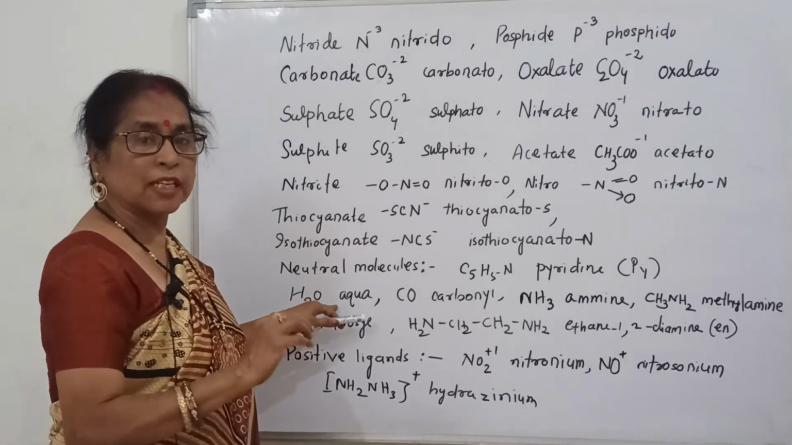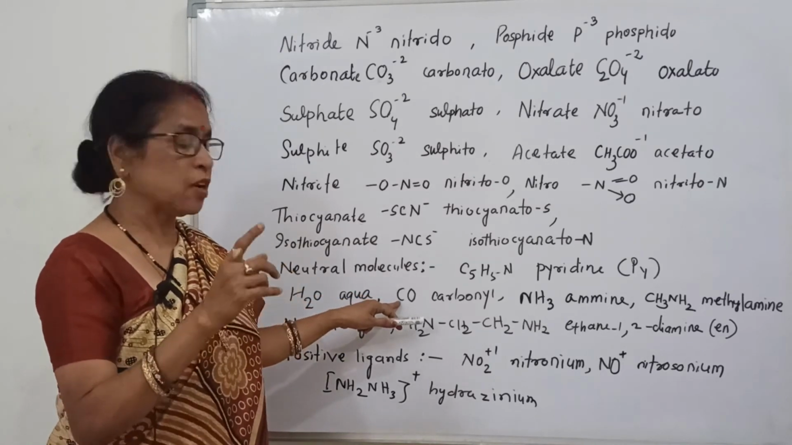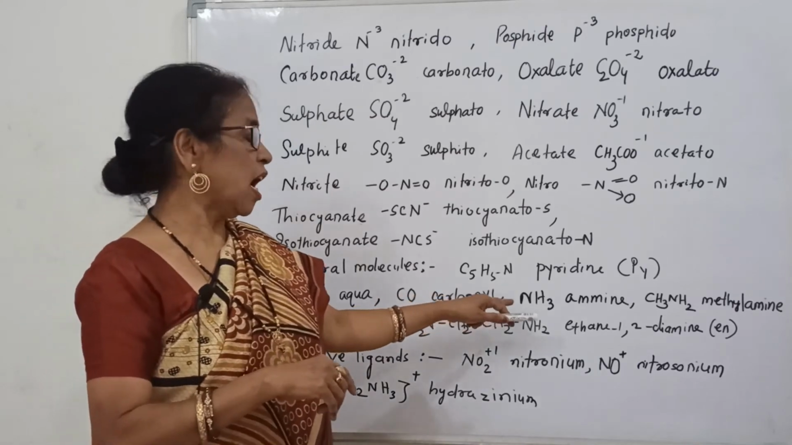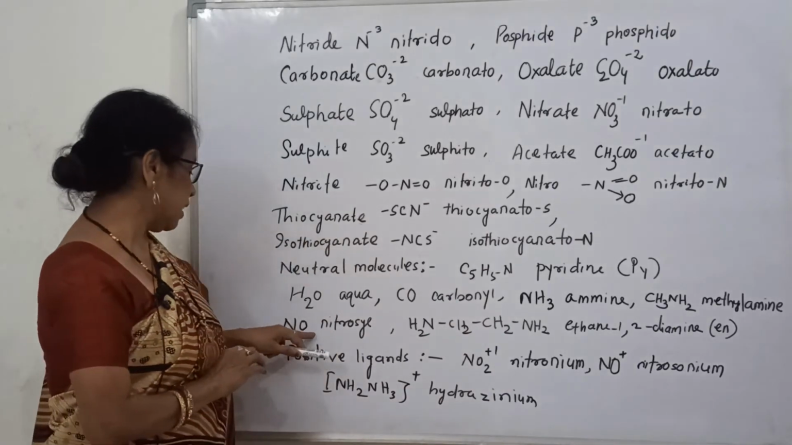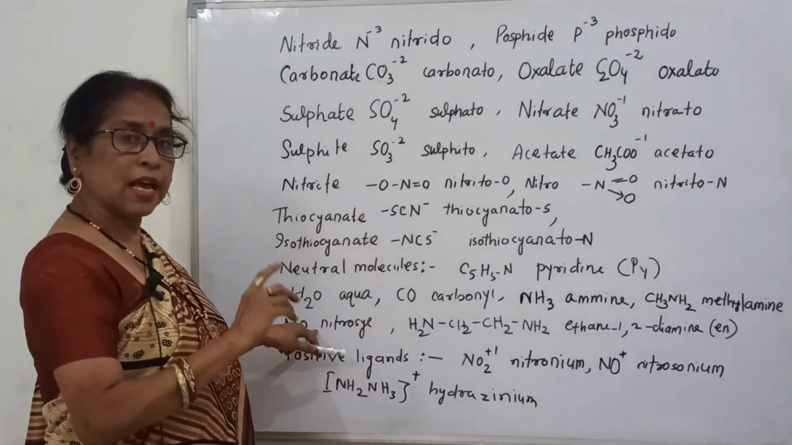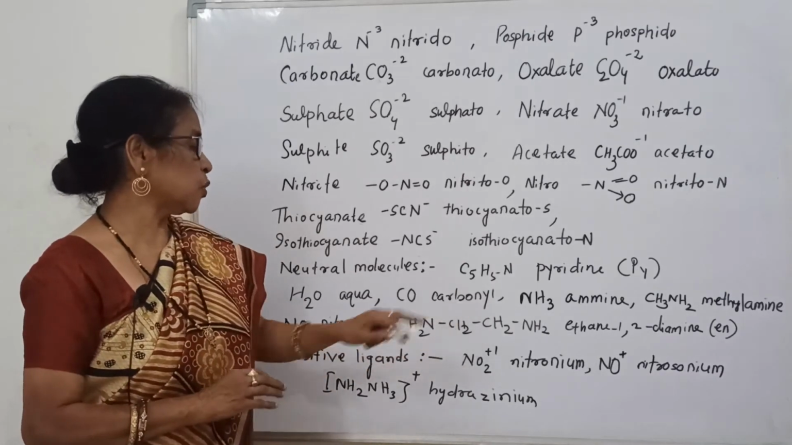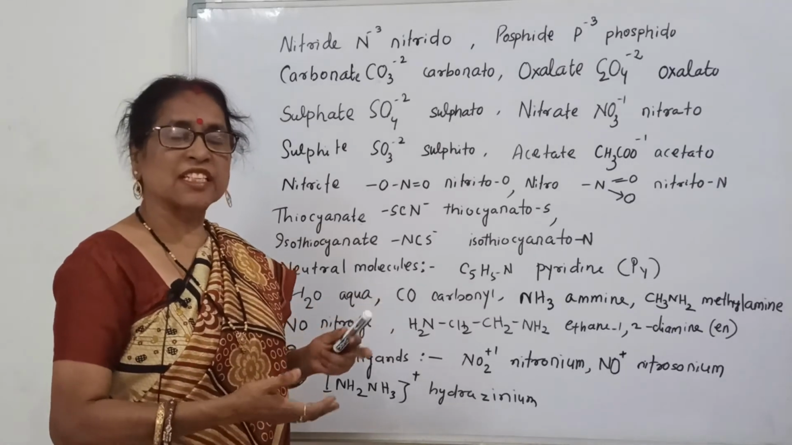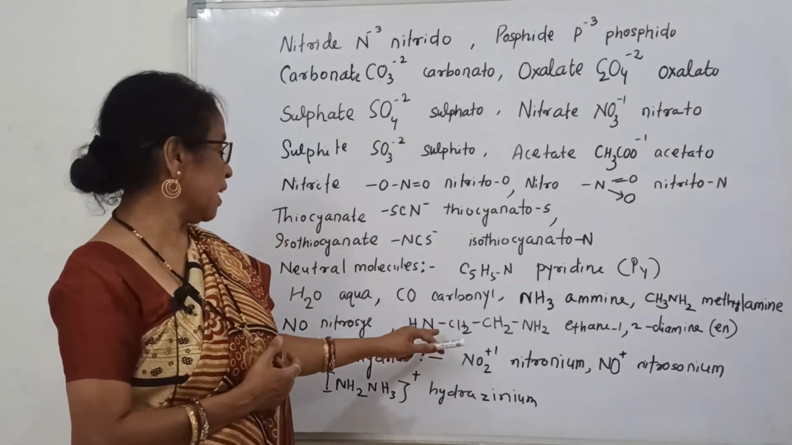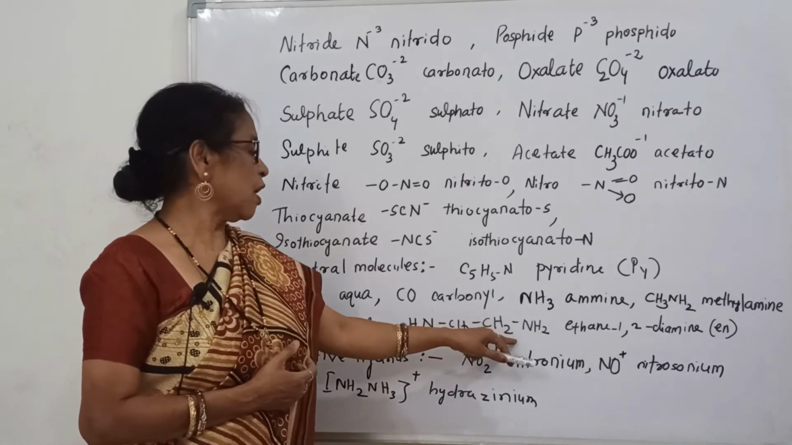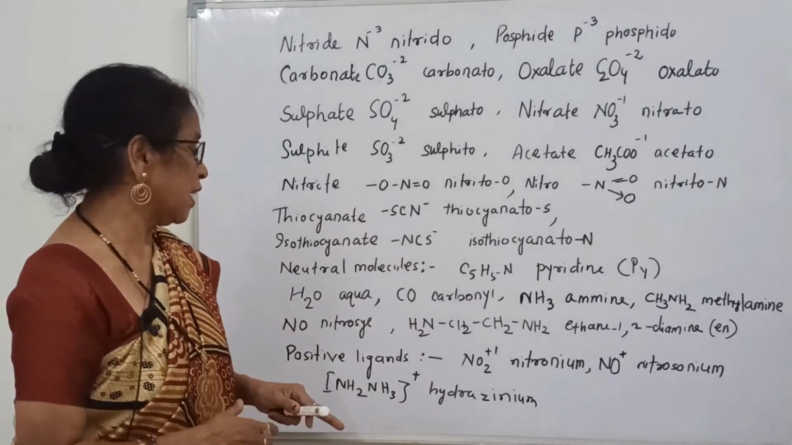H2O, aqua, spelling should be correct, AQUA. CO, C means carbon, O means oxygen, carbonyl. Ammonia, NH3, ammine. CH3NH2, methylamine. Then nitrosyl, NO, N is nitrogen, O is oxygen, so both are capital. NH2CH2CH2NH2, the common name you can say ethylene diamine, or you can write ethane-1,2-diamine. Ethane, this is the skeleton of ethane. In one position NH2 and two position NH2, so it is ethane-1,2-diamine.